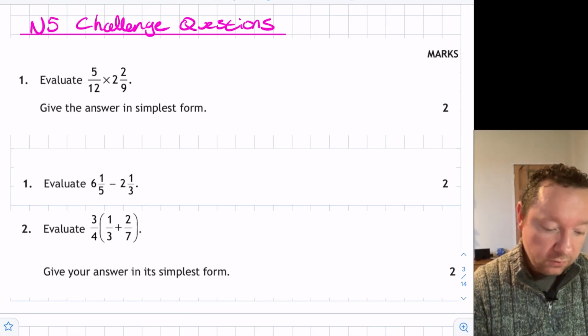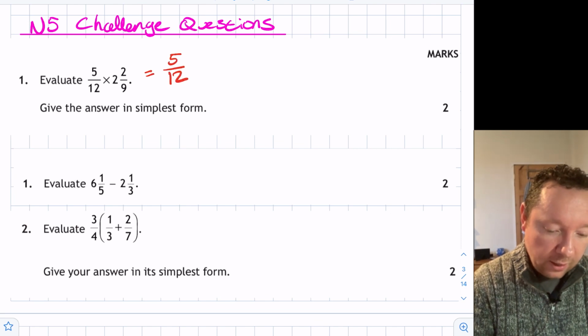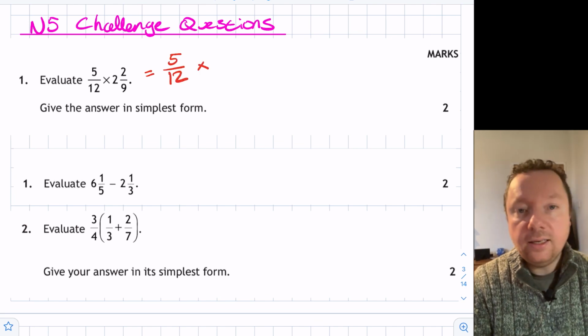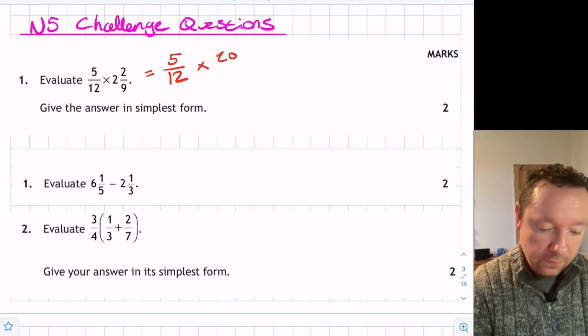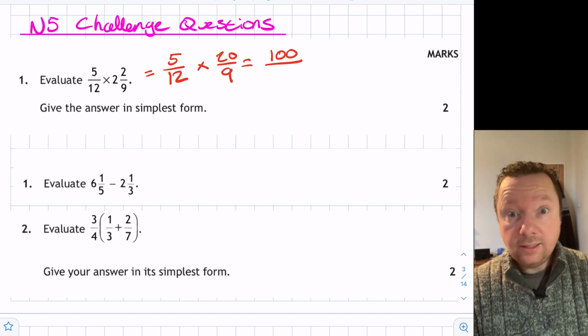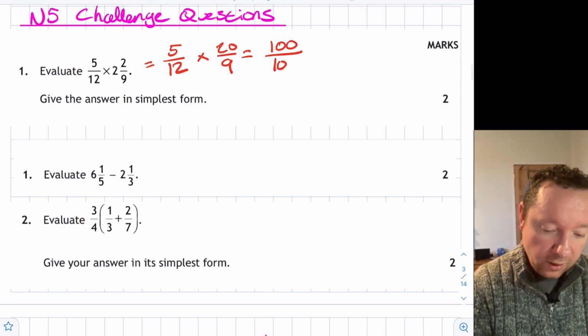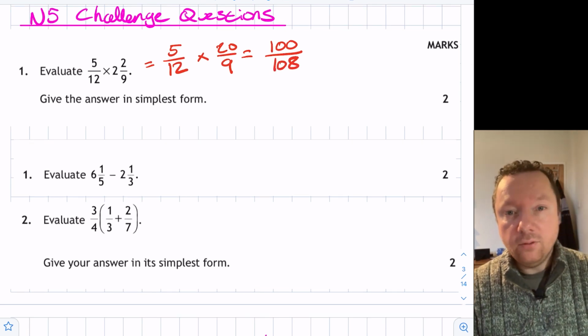Okay, the solutions to the first one. So 5 1/12 times 2 2/9. We've got 5 1/12 times 2 9s is 18, 19, 20 over 9. 5 times 20 is 100. Taking your time here, 9 times 12, 9 10s is 90, 9 2s is 18, so that's 108. There is another quicker way to do this, but I'll teach you that another time.